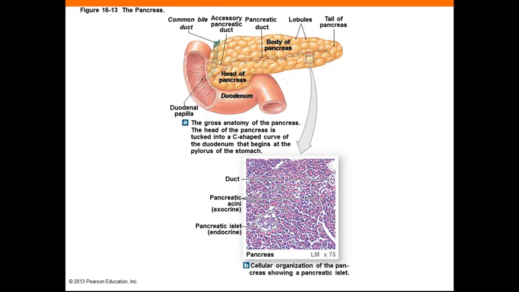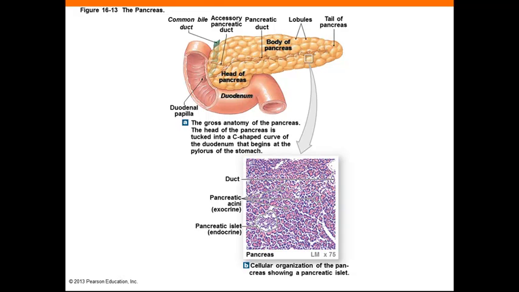These secrete insulin and glucagon. You'll also see the pancreatic acinar cells, which are the exocrine portion of the pancreas. These produce digestive enzymes and buffers, and these cells are organized into pouches called pancreatic acini. There are duct networks that converge into the pancreatic duct, which then empties into the duodenum.